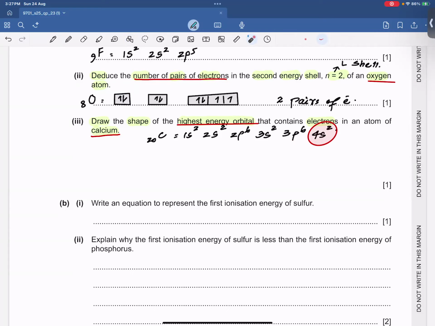According to the Aufbau principle, 4s has the highest energy orbital. All right. So s has a spherical shape. So what we can write here, we need to draw the axis and place this spherical shape structure. So the 4s orbital has the highest energy among all according to the Aufbau principle, and s has a spherical shape. So we need to draw the spherical shape like this, like we did in the class, okay?